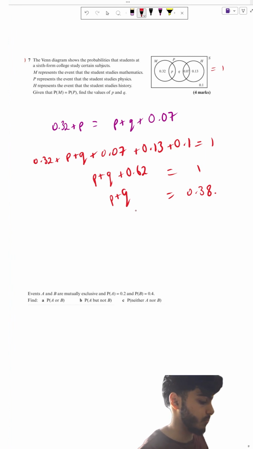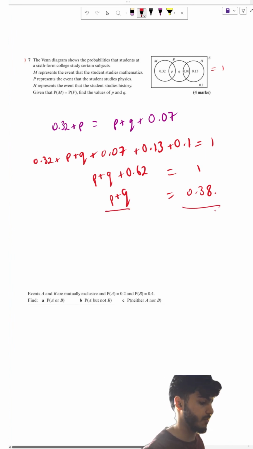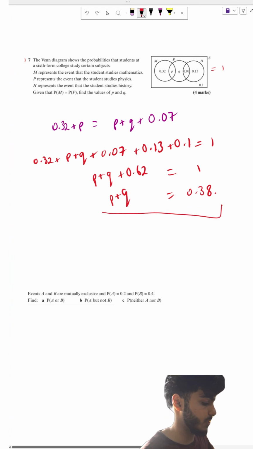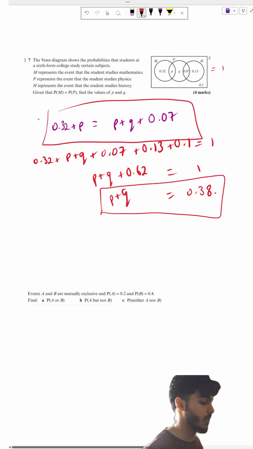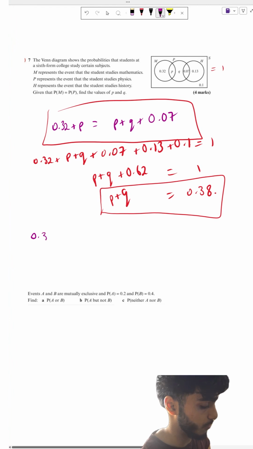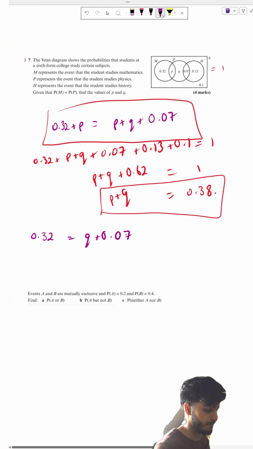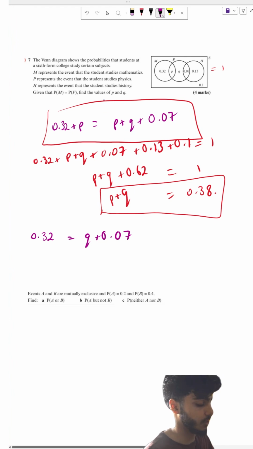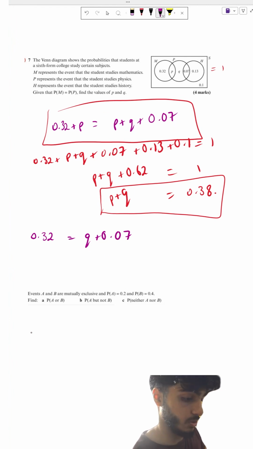Alright, so we have this equation here, and we have this equation here as well. So from here, I'm going to try to solve for either P or Q. I'm going to simplify this purple equation, so I end up with 0.32 is equal to Q plus 0.07. I've just cancelled out the P's. So in the first equation, I could actually work out Q. I just didn't notice that. So I'm just solving for this.